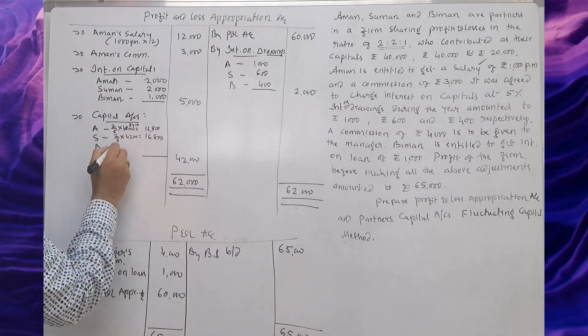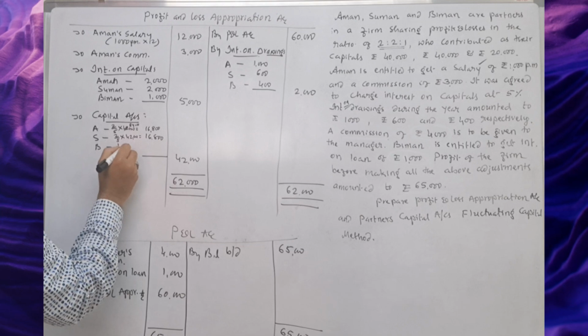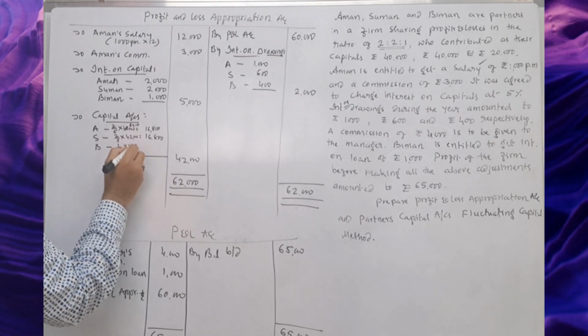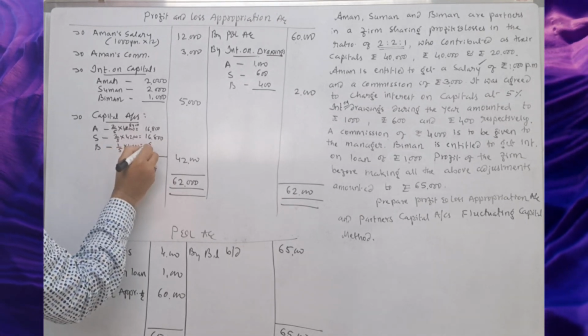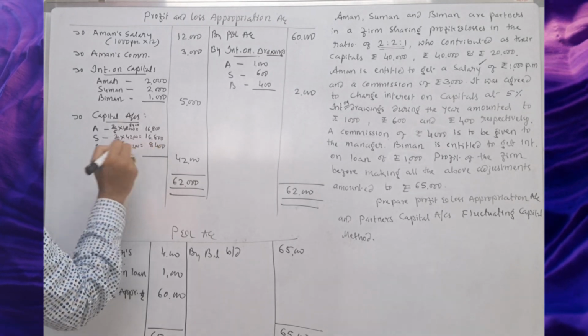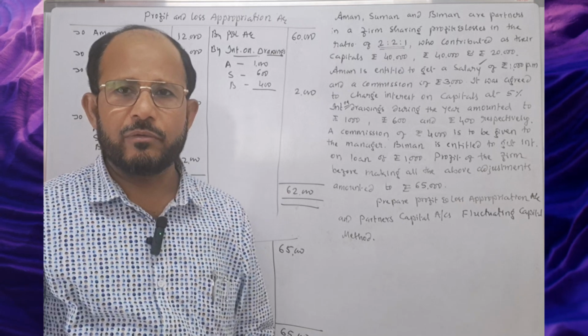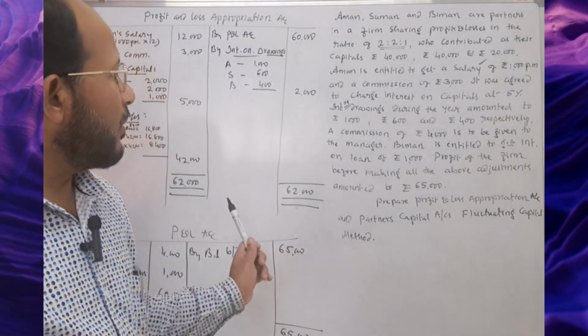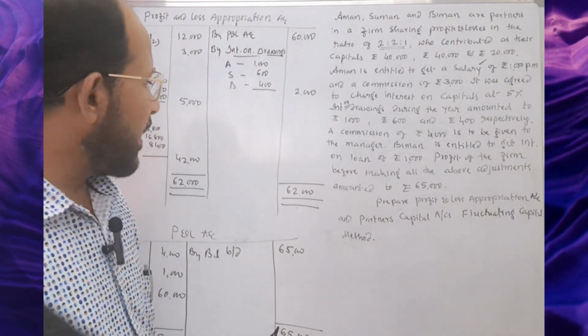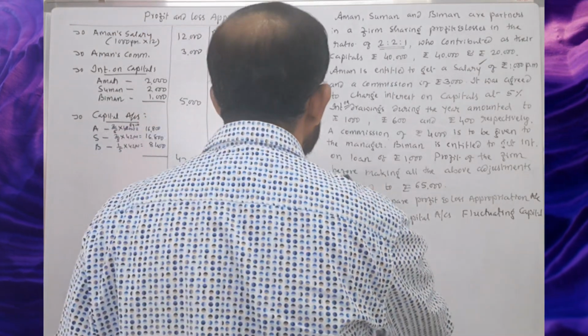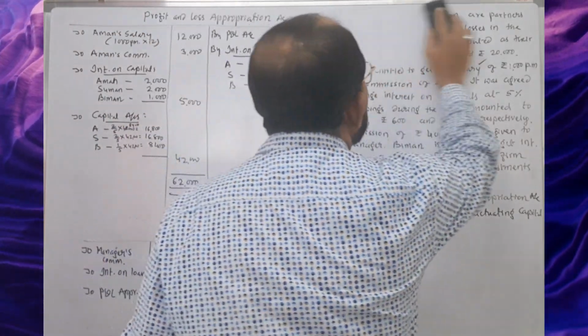Next, the same amount is the share of Suman, 16,800. Next, Biman will get rupees 8,400. This is the way we have to prepare the profit and loss appropriation account. Very simple. Then after this, we prepare the partners' capital accounts.